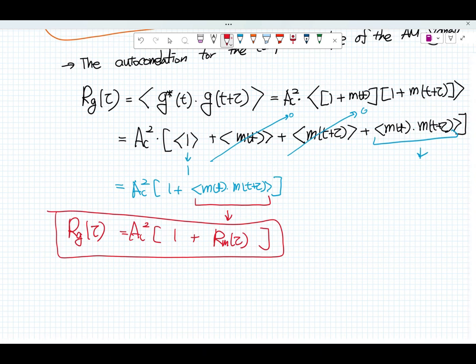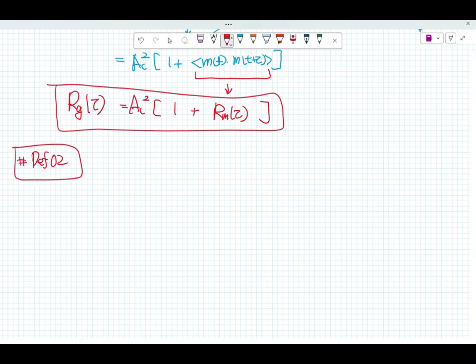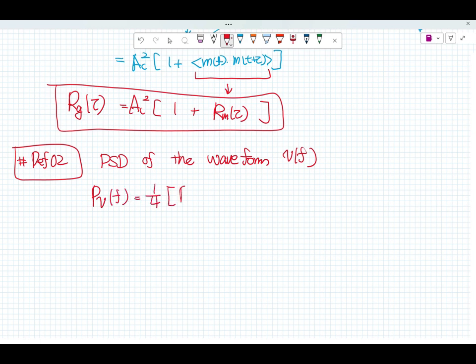For the future calculations, we need one more definition, just to remind you. From the books we learned before, the PSD of the waveform v of t: P sub v of f equals 1 over 4, P sub g of f minus f sub c, plus P sub g of f plus f sub c.